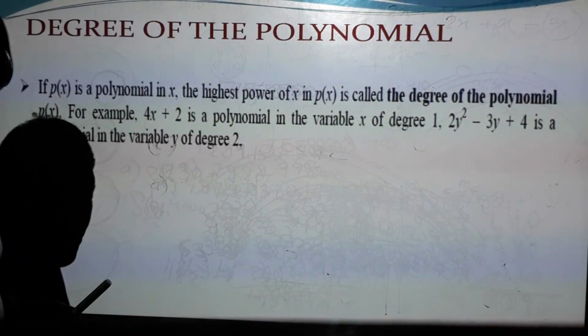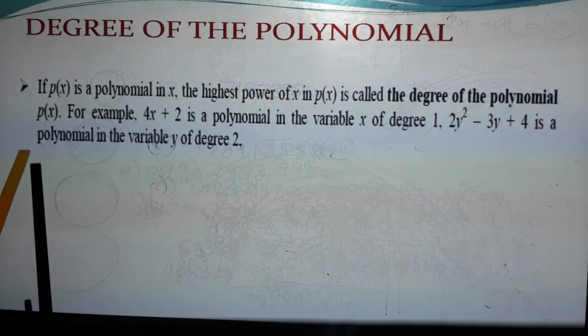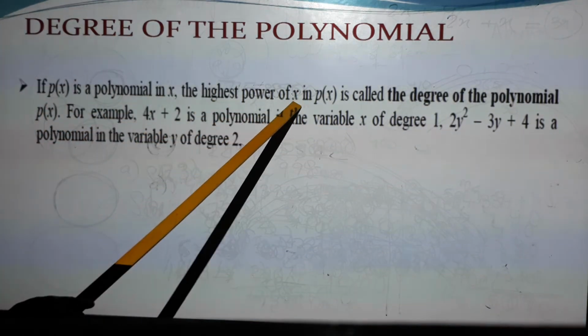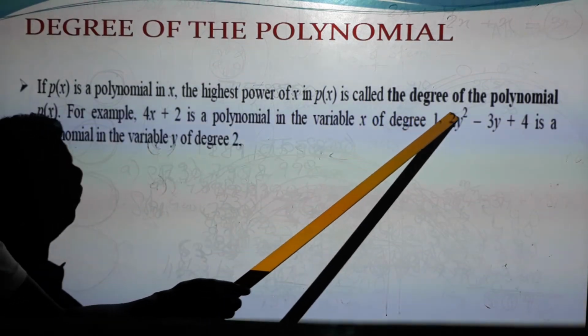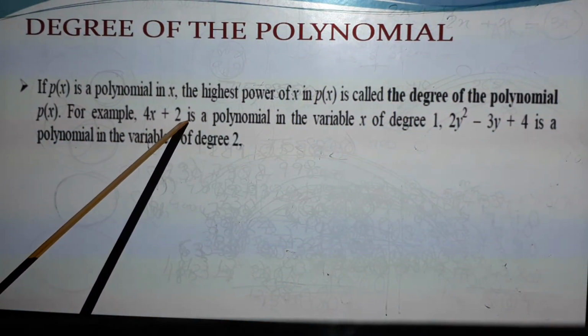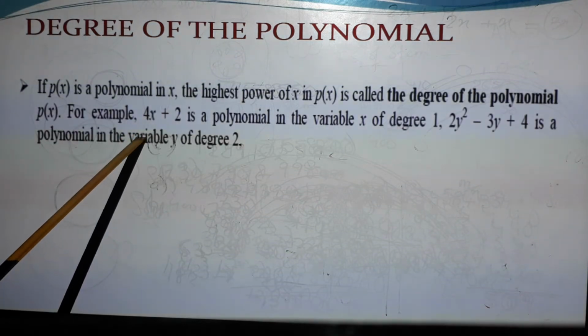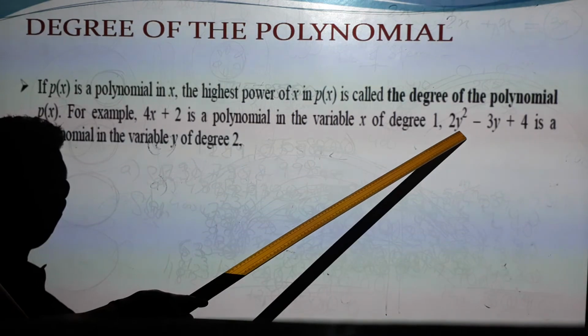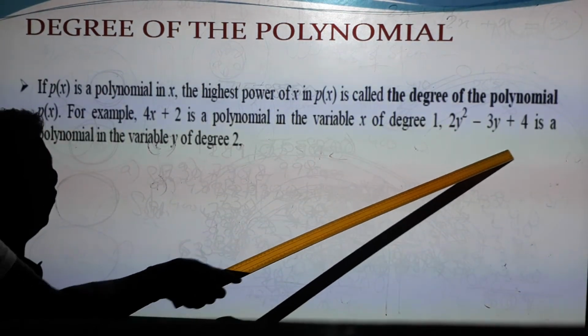So let us see what the definition is. If p of x is a polynomial in x, the highest power of x in p of x is called the degree of the polynomial. For example, 4x plus 2. The power of x here is 1, so the degree of this polynomial is 1. Here, the degree of y is 2, so the degree of this polynomial is 2.